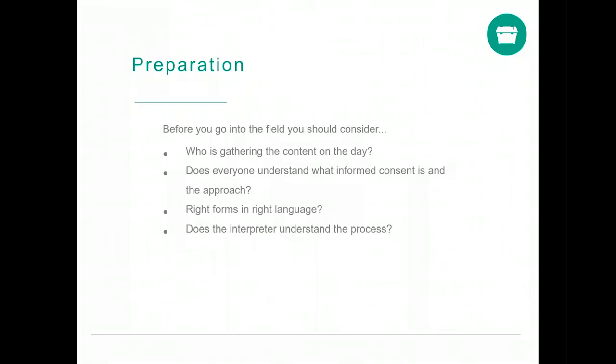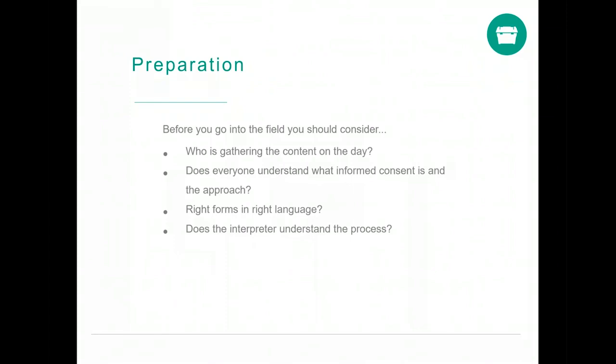Second point is that the whole team, not just the person gathering content, needs to be familiar with our guidelines for consent and with those consent forms. It's not just about having read the forms, it's also about making sure that all of the team have the same shared understanding of what informed consent actually means and how to achieve it. So it might be worth running that through together at the beginning of the deployment or at the beginning of the day when you're first gathering content.